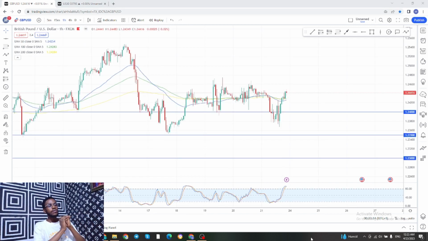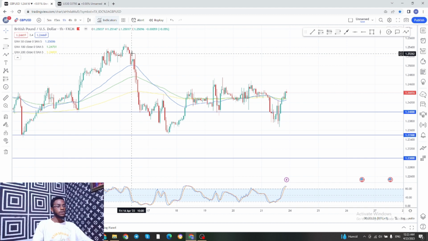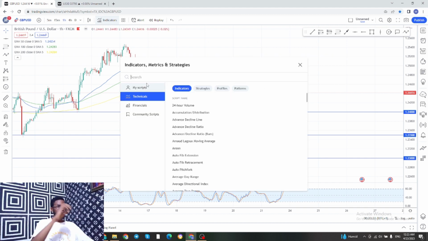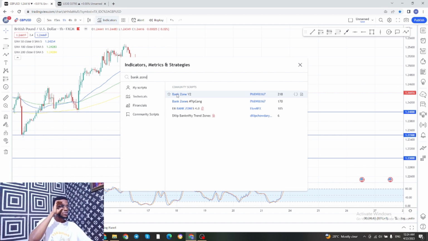And I know a lot of people out there will not want to do this manually. When I started using bank zones, I always put it in manually. But I just figured out a way that you can put it in without having to put all those lines in one by one. So let me just show you how you can do that. Come to these indicators right here, click on it, type in bank zone, and you choose the first one you see right there, and then boom, it's on your chart.